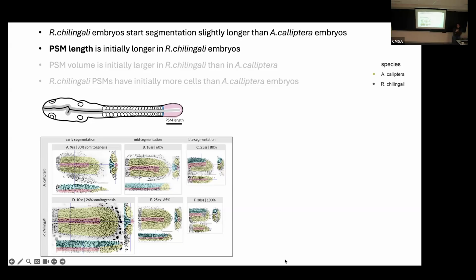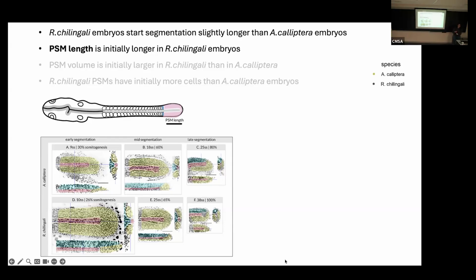Is it because there's just more mesoderm in one species than in the other? I don't know, but this is before we care. These are initial conditions. This is before we care about FGF and Wnt.